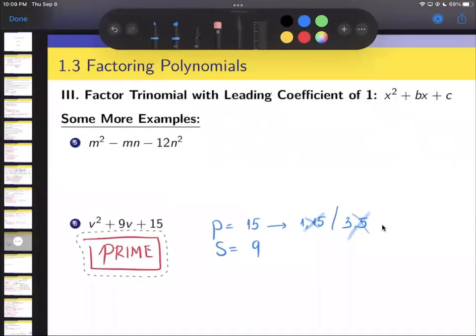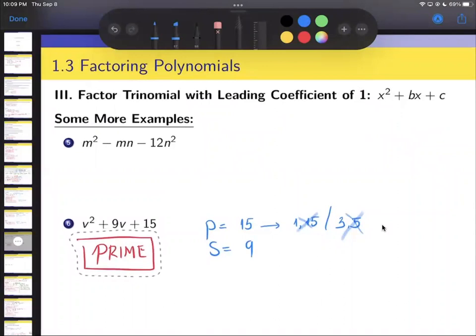All right, let's do number 5. Number 5 is a little bit special, slightly more special, because it has two variables, right? Before, what we usually do looks like this, maybe m squared minus m minus 12. But now it has n attached to the last two terms. So what we're going to do is ignore the n for now, and I want you to factor m squared minus m minus 12 first. So let's do that.